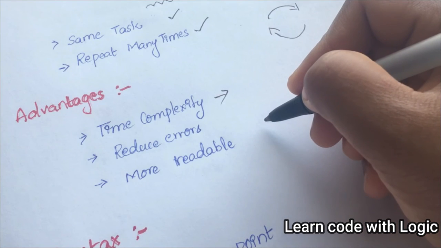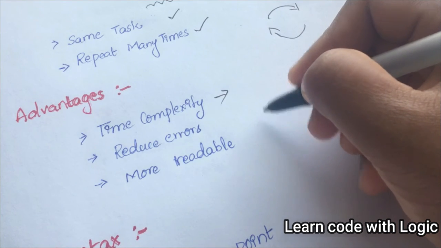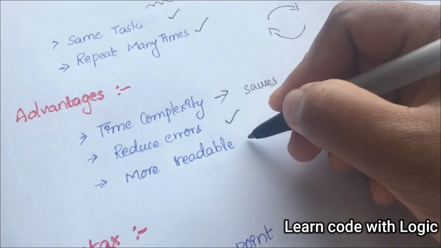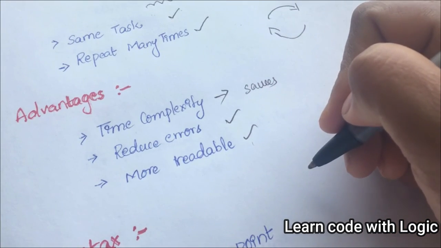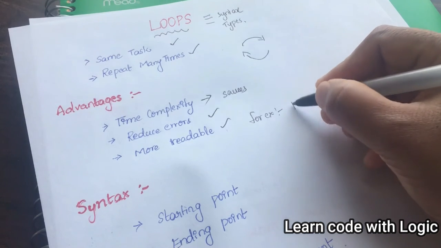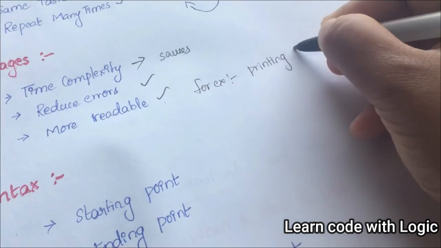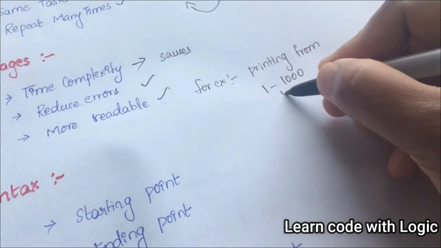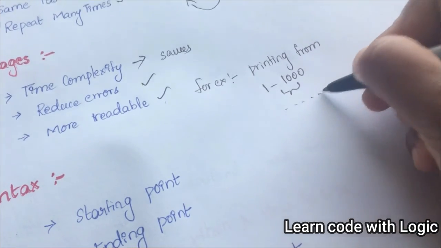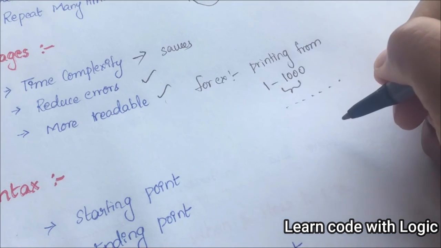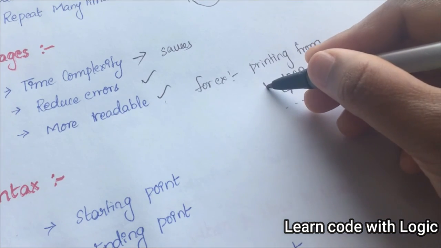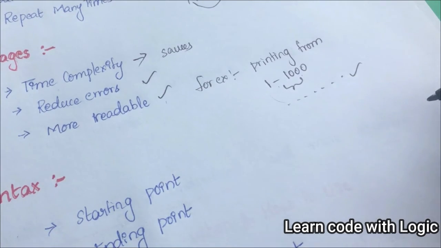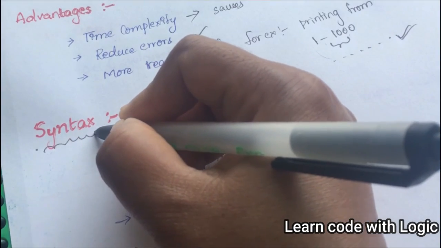The advantages of using loops in coding: it saves a lot of time, reduces errors, and the code is more readable and understandable. For example, if you are printing numbers from 1 to 1000, it's not possible to write all the numbers from 1 to 1000, right? So in that way you can say starting from 1 to 1000 print all numbers. So it's so simple. Now let's understand the syntax for the loops.